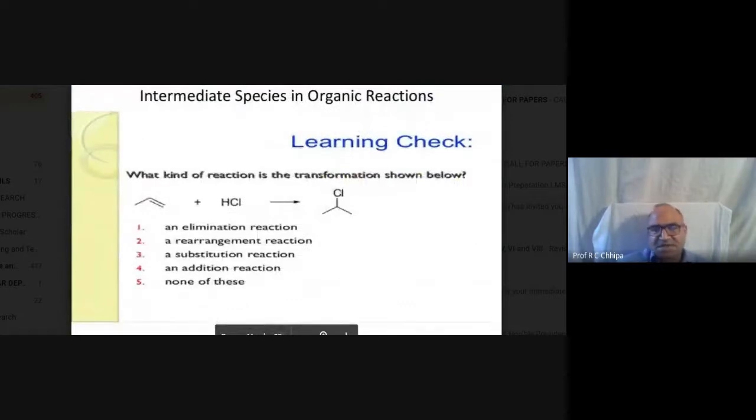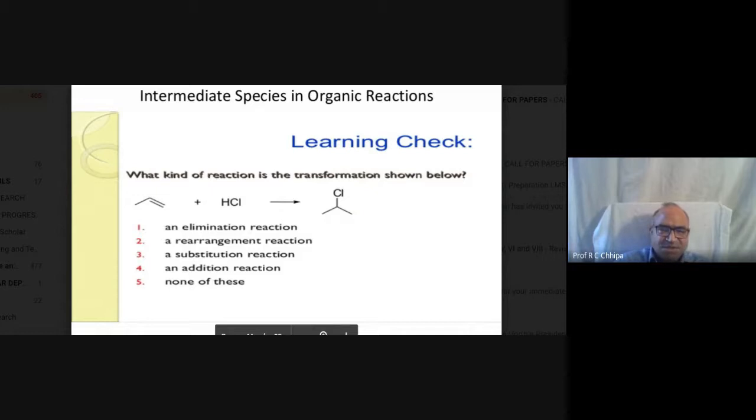This is another reaction, and here there is a carbon double bond: CH2 double bond CH, and CH3. What is this? This is propylene, C3H6 is the molecular formula, an organic compound, CH3, CH, double bond, CH2. So this is one of the reactions. What type of reaction occurs? This is the question. And what will be the answer?